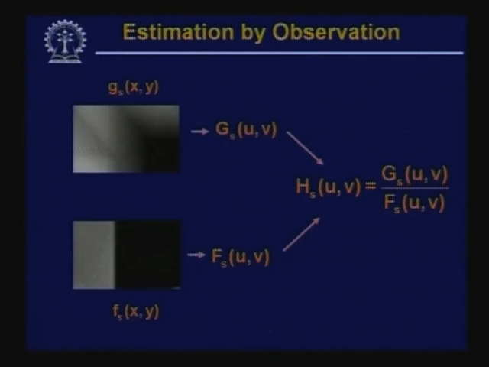So, from this, by taking the Fourier transform, we will compute capital F_s(u,v), and from here, by using the Fourier transformation, we will compute G_s(u,v). So, from these two, now I can have an estimation of the degradation function, which is given by H_s(u,v), equal to G_s(u,v) upon F_s(u,v). So, this is the method that we can use for estimation by observation.